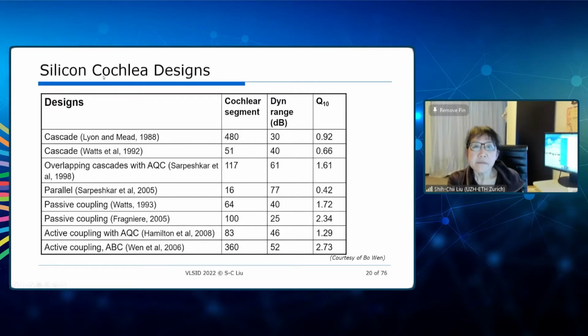Now, with these different silicon cochlear designs over the years, starting from the cascaded architecture from Dick Lyon and Carver Mead in the late 80s, you can see there's just a variety in the number of segments that are included. The segments are also the number of filters that you have, the dynamic range of the input, and also the Q of the filter. This measures the sharpness of the filter.